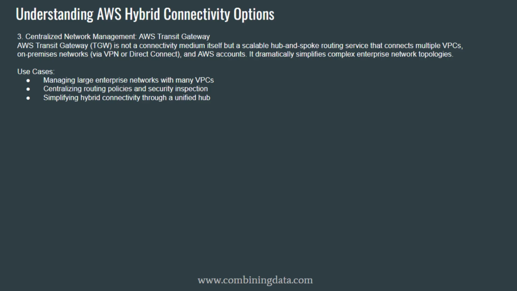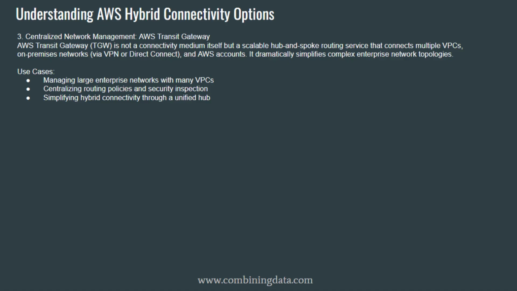It's important to understand that Transit Gateway is not a connectivity method by itself, like VPN or Direct Connect. Instead, it acts as a routing hub that connects together multiple VPCs, on-premises networks through Site-to-Site VPN, on-premises networks through Direct Connect, and multiple AWS accounts. Once attached, Transit Gateway handles routing between all these environments using centralized routing tables.